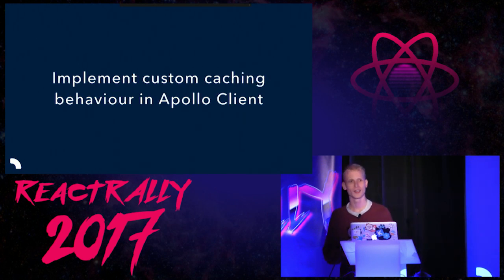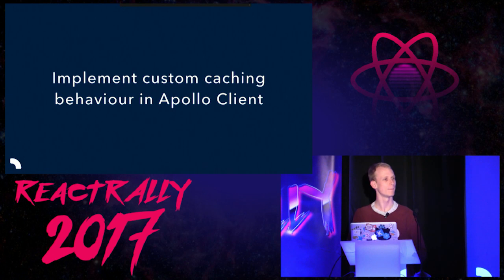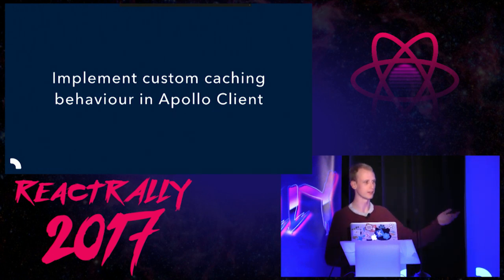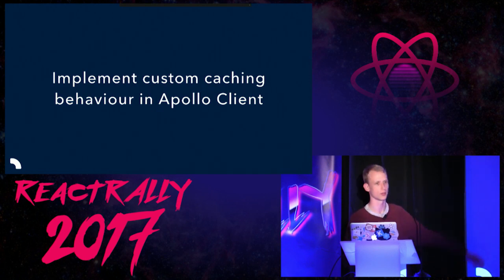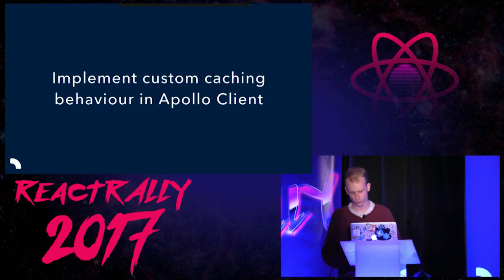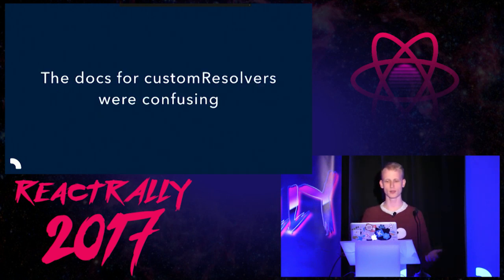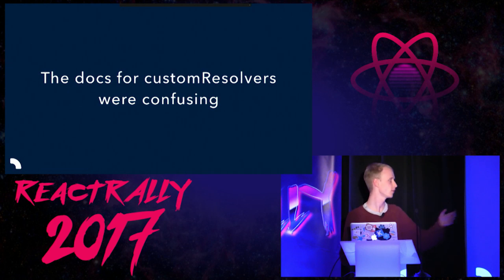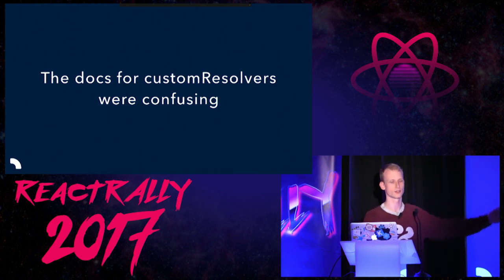Now let me tell you a third story, a very recent one. In my current app, we're building a fully GraphQL-powered app. And when you have GraphQL, you need to use a GraphQL client, like in our case, Apollo client. Apollo client does a bunch of caching, and I wanted to implement some custom caching behavior in it. But it turns out that the documentation for custom resolvers was pretty confusing. Custom resolvers is the feature that I had to use to implement the custom caching behavior.